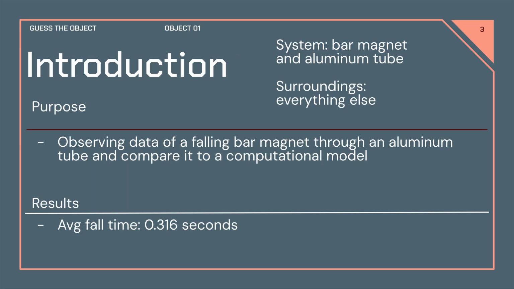The purpose of this lab is to observe data of a falling bar magnet through an aluminum tube and compare it to a computational model. In this experiment, the system is the bar magnet and aluminum tube, while the surroundings constitute everything else. For a preview of the results, the average fall time through the aluminum tube was about 0.31 seconds in the experiment and about 0.34 seconds in the computer model.